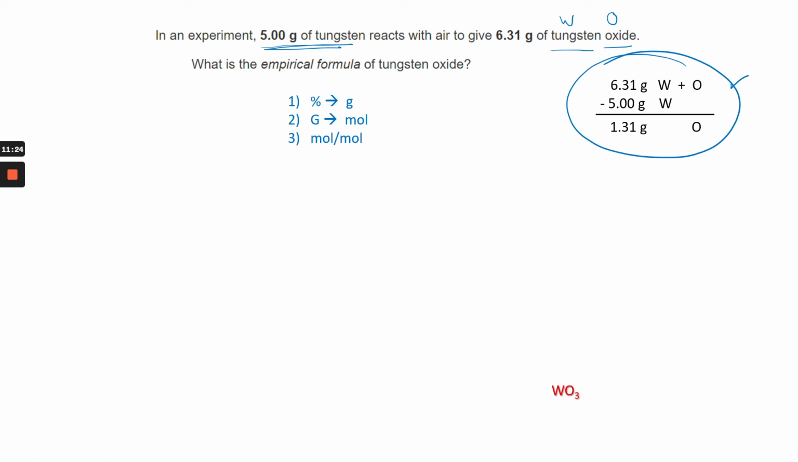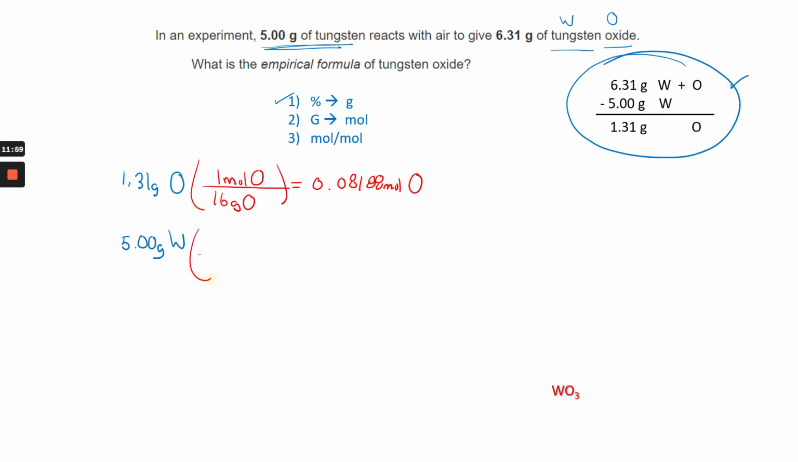Now, it says we have 1.31 grams of oxygen and 5.00 grams of tungsten. So we didn't have to worry about step 1. We've already got grams. So now we're on to step 2, grams to moles. Oxygen, by now I bet you know, 16 grams of oxygen is 1 mole. 1.31 divided by 16 is 0.08188 moles of oxygen.